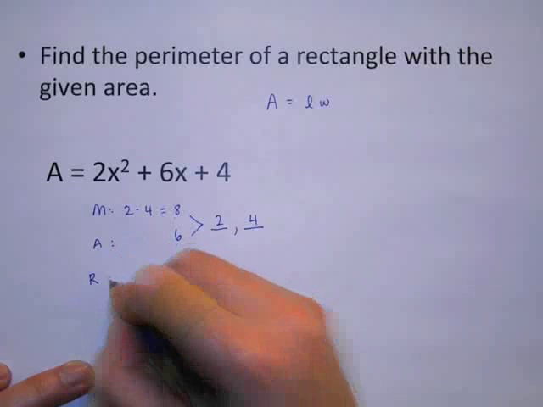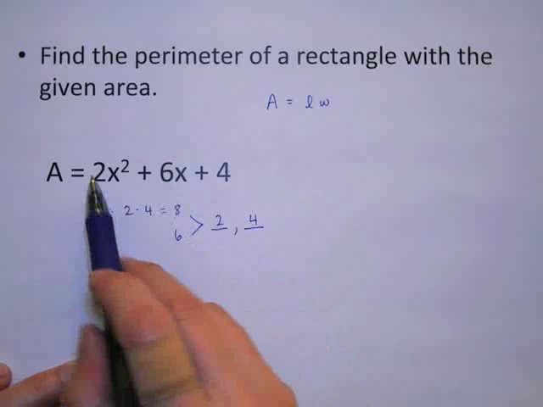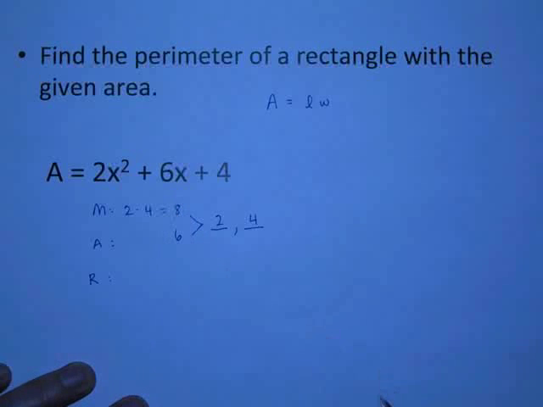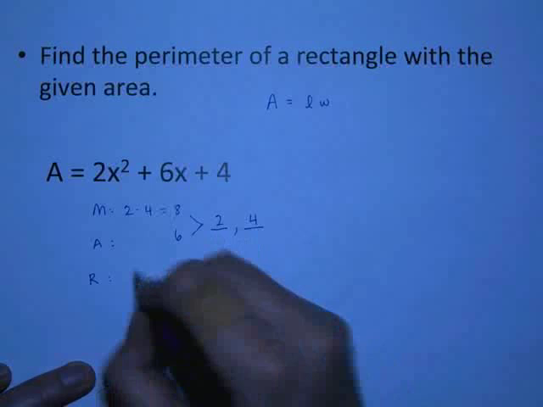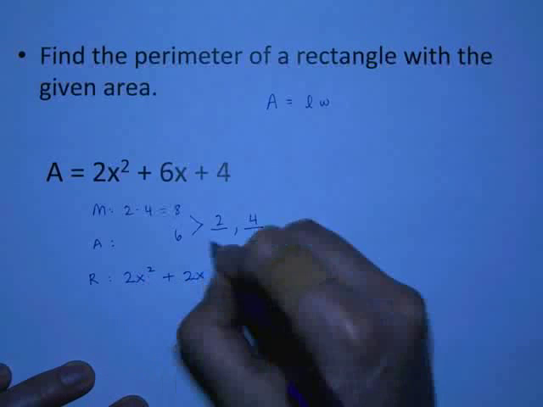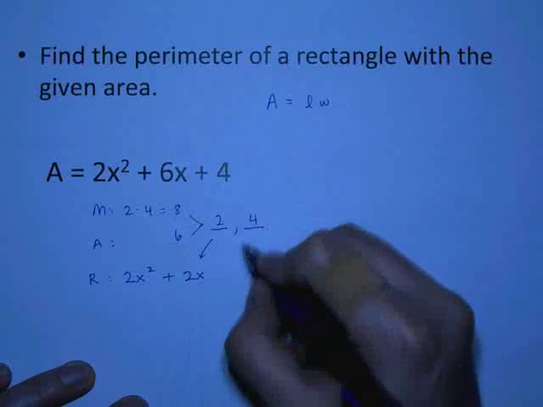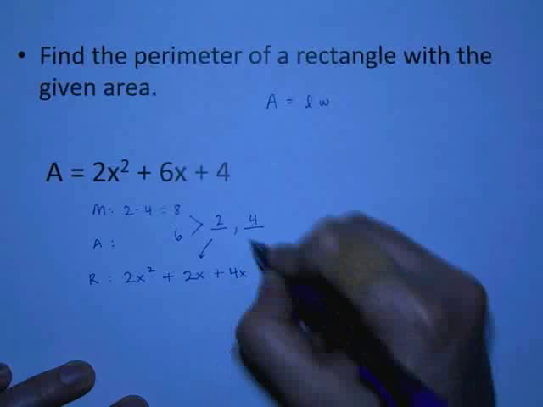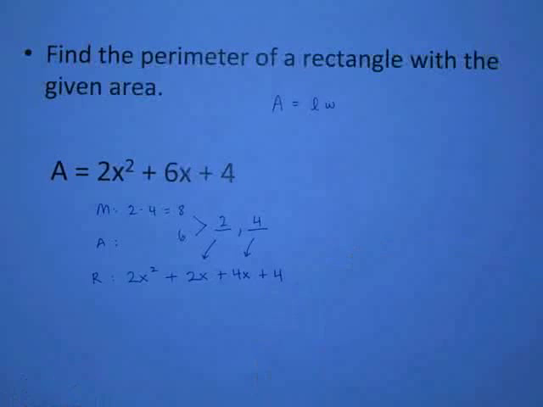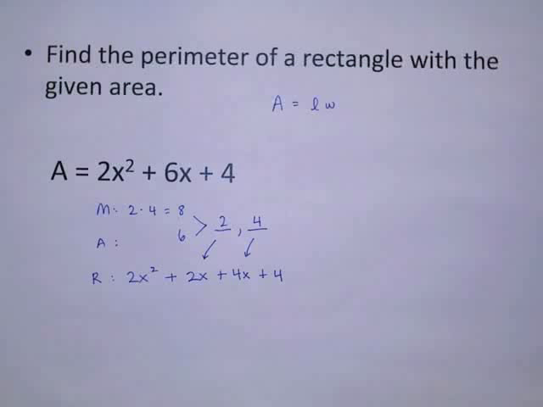Now I restate my polynomial, and instead of this middle term being 6x, I'm going to use my 2 and my 4. So 2x squared plus 2x, and I have to remember to put the x on there because it's in the middle, plus 4x, and then plus 4. Okay, so then we're going to finish this up. Our last step is to factor by grouping.